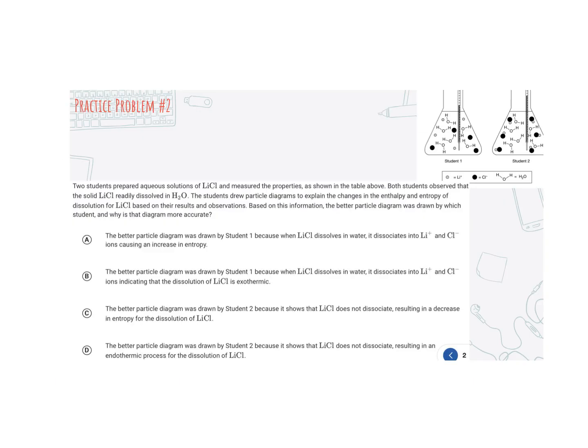I want to look at this one example problem here to show what a free energy dissolution problem will look like on AP Classroom. In here we have two different diagrams, one by student 1 and one by student 2, and we're essentially asked which one is most accurate. It says they prepare an aqueous solution of LiCl and measure the properties as shown in the table above. I'm not actually giving you the table just because that table isn't really necessary for a problem like this.